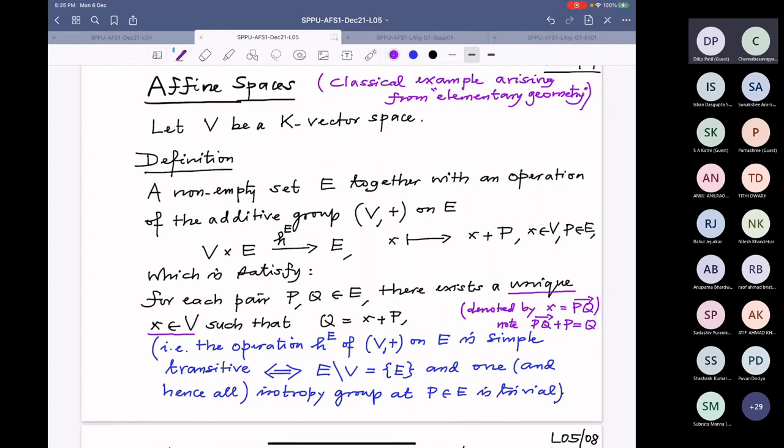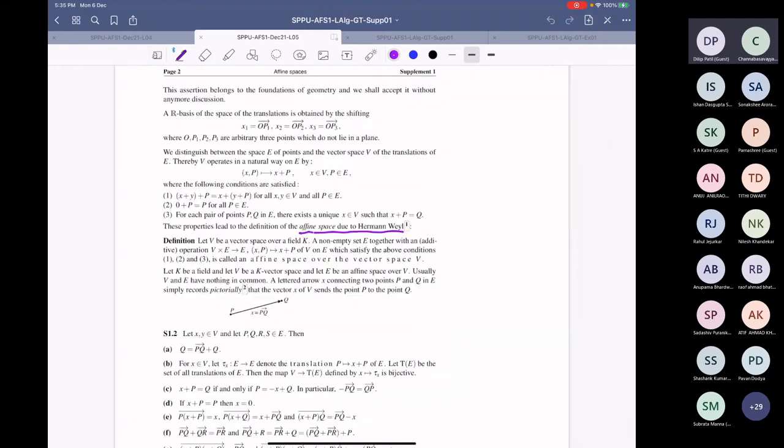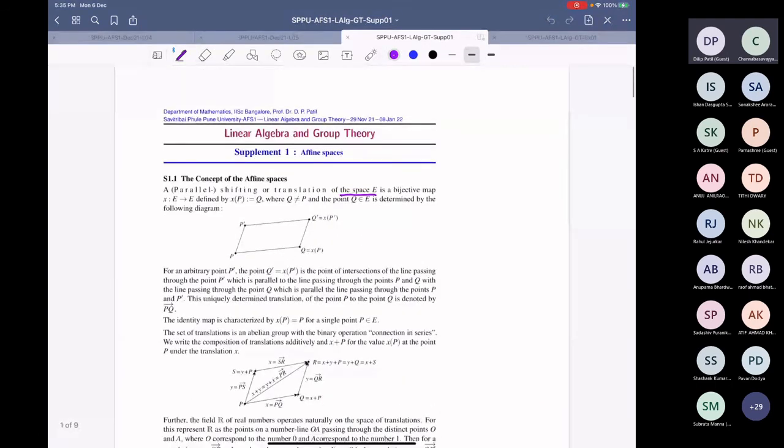Is the definition clear now? So therefore, because that x is unique, I am going to write it as x equal to the vector PQ, from P to Q. And then this equation, how do I write Q equal to x plus P? I have written Q equal to P plus this vector PQ. And this is what you will see in the whole writing in the supplement. We have done that.